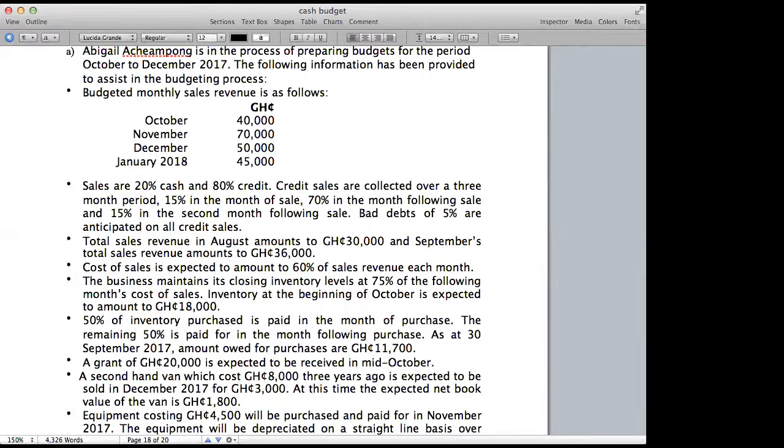Now let's see. 50% of inventory purchases is paid in the month of purchase. The remaining 50% is paid in the month following purchase. So it's like half: you pay half of whatever you acquire today, and you pay the remaining half later, that's the 50% the next month. So you just have to split it equally.